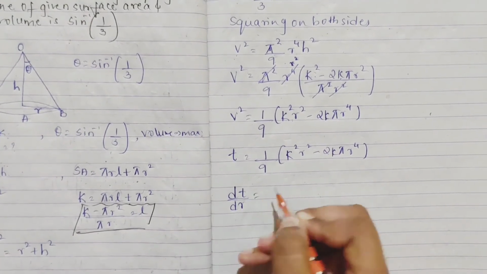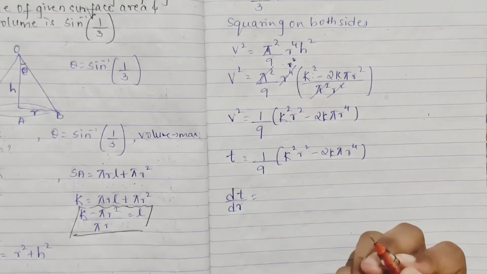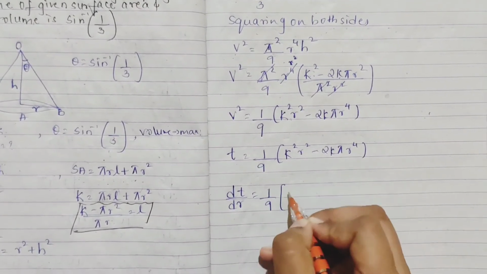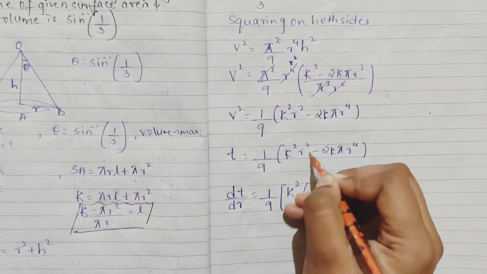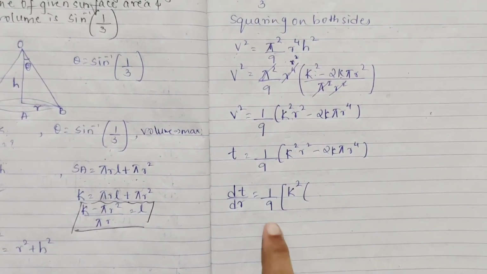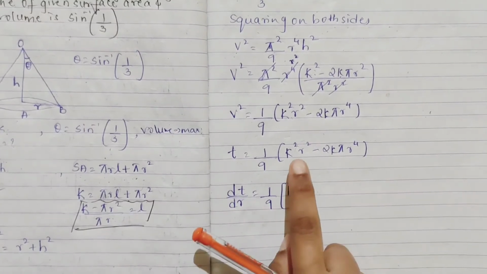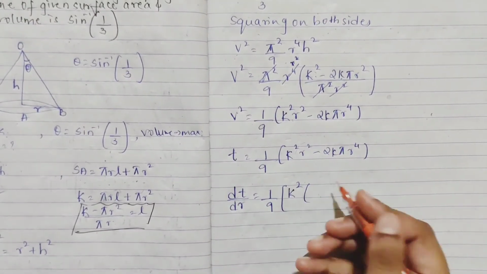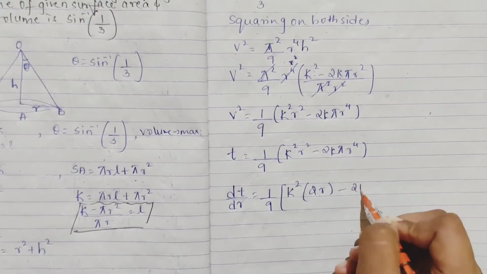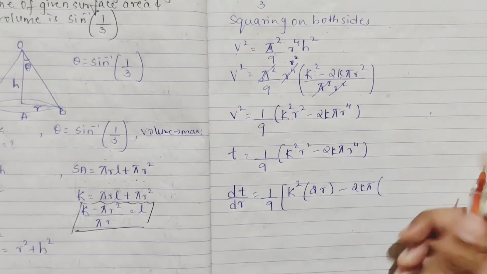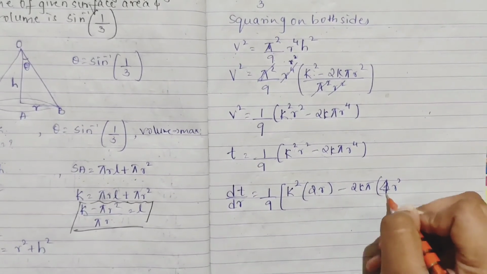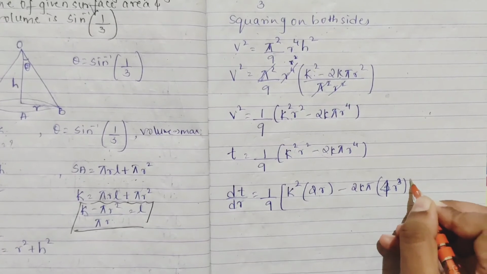So we will find dt/dr. See, 1/9, keep it as it is because it is constant. Now here your k² is constant, keep it, differentiating r², right, because the function is in r, we are differentiating with respect to r. So r², which is x raised to n form, will be 2r, minus here 2kπ is all constant, keep it as it is. r⁴ will be 4r³, right? 4r³ you have got.